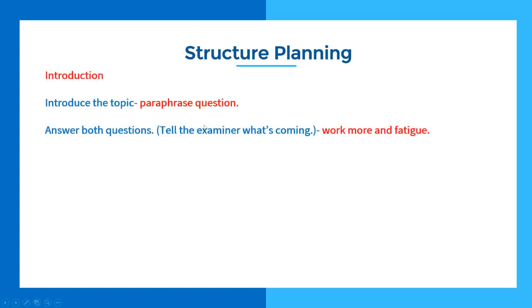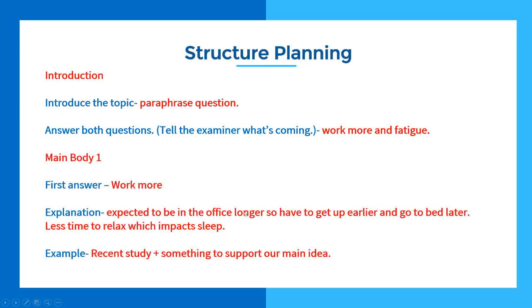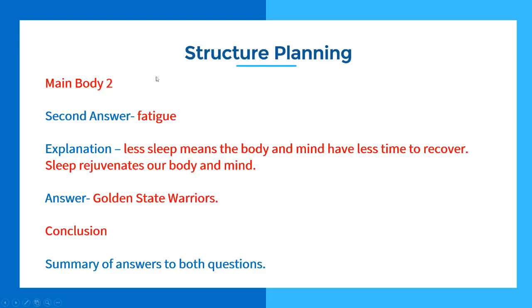So she's going to paraphrase the question and answer both questions, so work more and fatigue. Main body one, work more, then an explanation about why that is, and then an example, a recent study, plus something to support our main idea. And we'll look at what she said in a second when we look at her essay. Main body two, fatigue. Less sleep means the body and mind have less time to recover. Sleep rejuvenates our body and mind. Very, very obvious. And then she had a great example that she came up with herself from a basketball team that she read in a book, or she read a study, and she's going to use that. And you'll see how good this was compared to what she did in the real test.